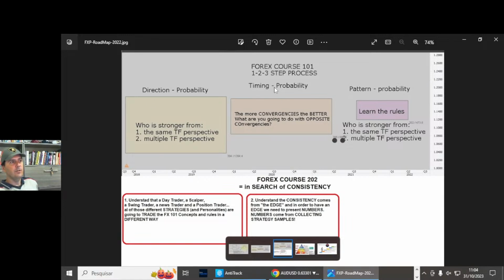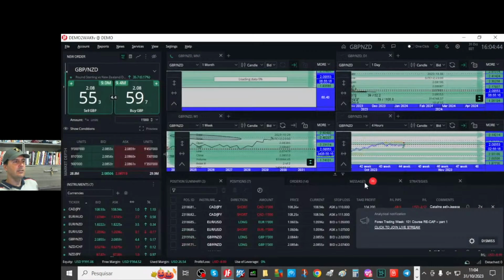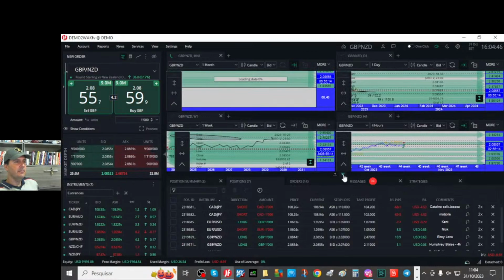Then you've learned also about timing. Maybe you are right on the direction, but you're entering at the wrong time. And we've learned that not every entry is the same in terms of probabilities.